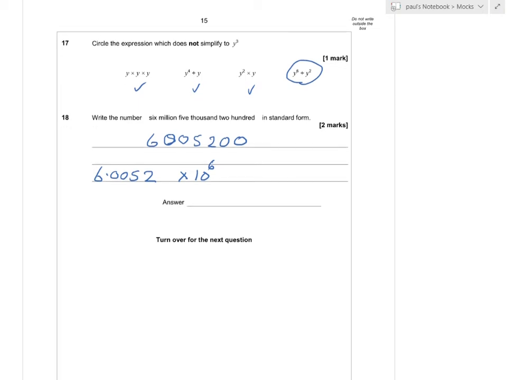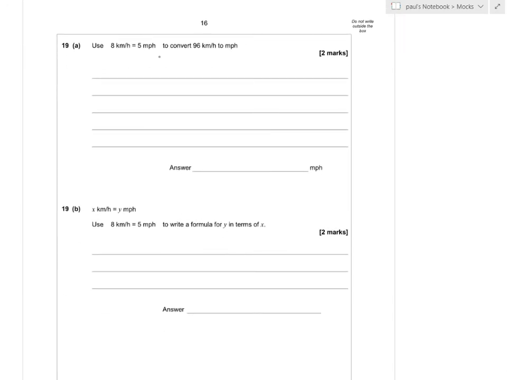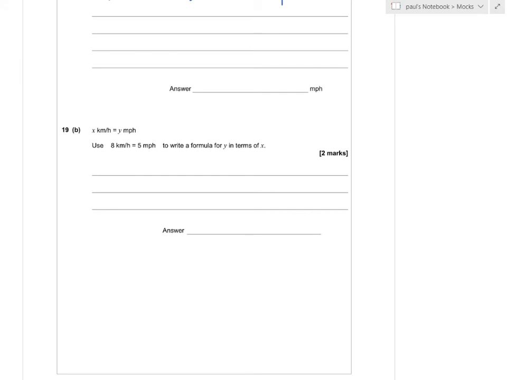Right, where are we going now? To the next question, no doubt. Oh, I hate these. Kilometres and miles. Convert 96 kilometres an hour to miles per hour. Right, now, miles per hour is going to be less, so I'm going to divide by 8 and multiply by 5. So 96 divided by 8 is 12. And 12 times 5 is 60 miles an hour. Now we've got to write a formula.